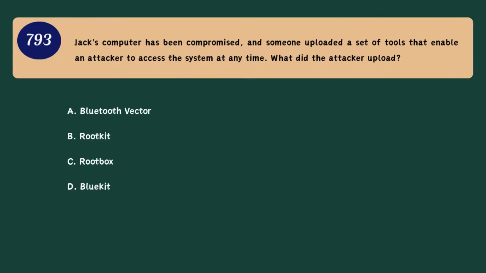Question 793. Jack's computer has been compromised, and someone uploaded a set of tools that enable an attacker to access the system at any time. What did the attacker upload? A. Bluetooth vector. B. Rootkit. C. Rootbox. D. BlueKit.